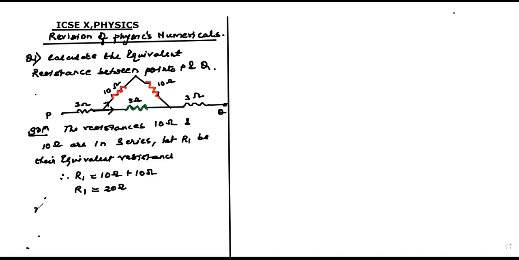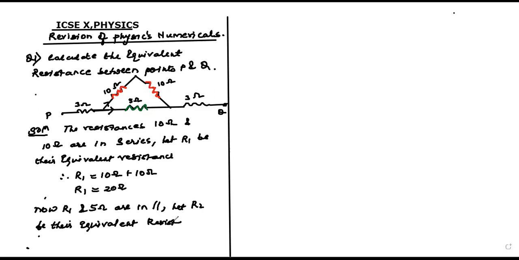So now I'll just say R1 and 5 ohms are in parallel, and let R2 be their equivalent resistance. Okay, now what will happen, children? I want this R2. Whenever the resistances are in parallel, we do it like this. 1 upon R2 is equal to 1 upon R1 plus 1 upon 5.